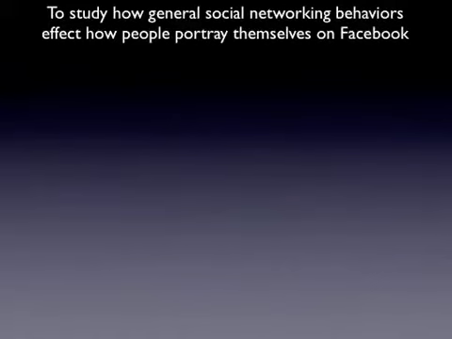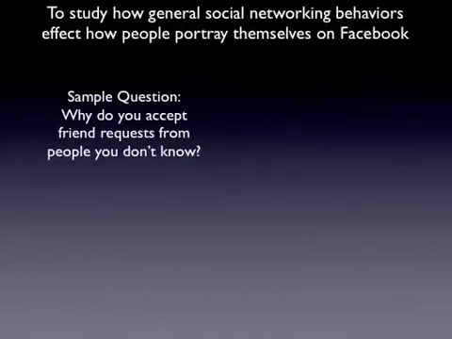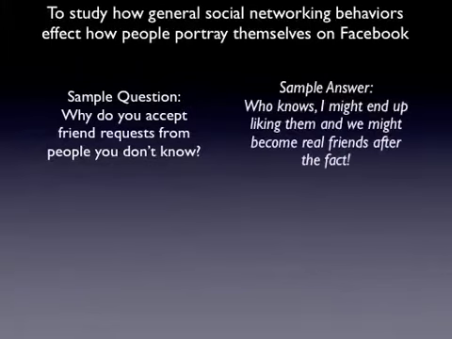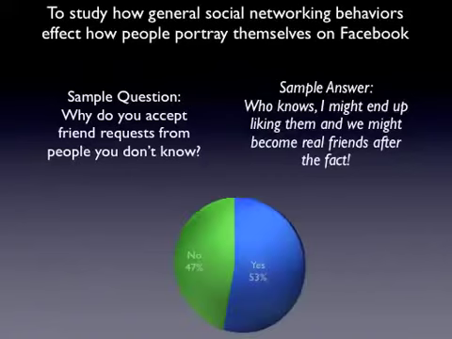Cool. And then finally, our last objective: to study how social networking behaviors affect how people portray themselves on Facebook. Here we just asked some general questions about how people portray themselves on Facebook to get a little bit of finite information about this. And then we asked, why do you accept friend requests from people you don't know? To see how public people are on Facebook. One of the answers we got was, who knows, I might end up liking them, and we might end up becoming real friends after the fact. This was a trend that we found, and here's the hard data to support that trend. Great. Speaker 4 is done, and we'll hand off to Speaker 5.